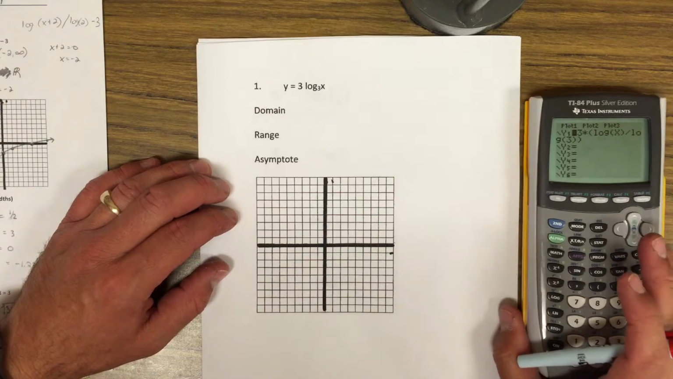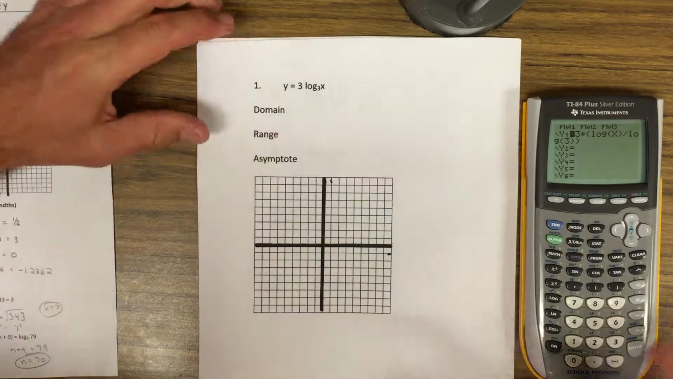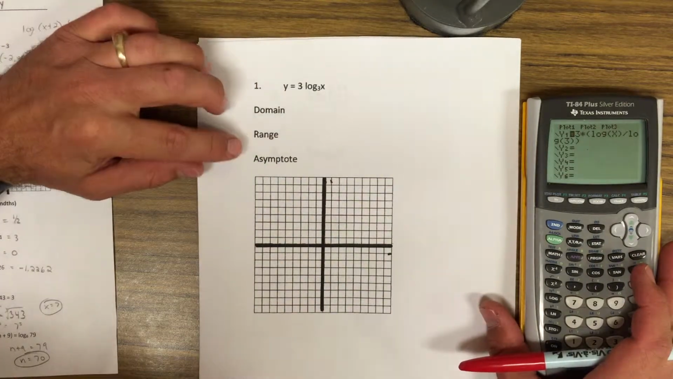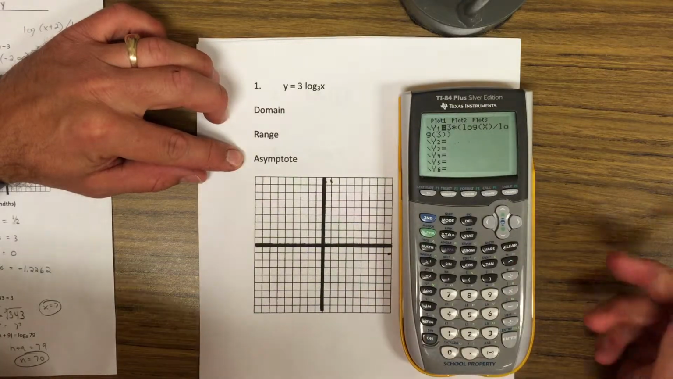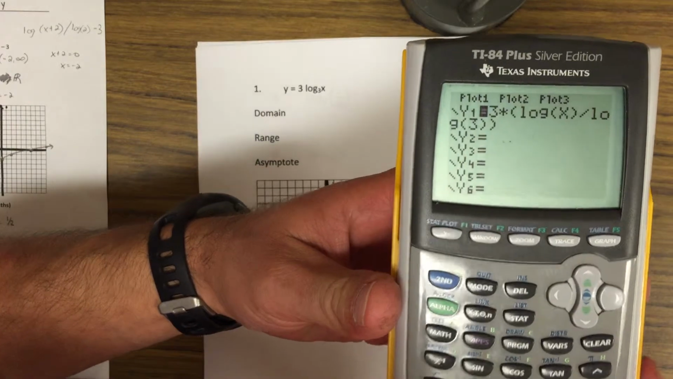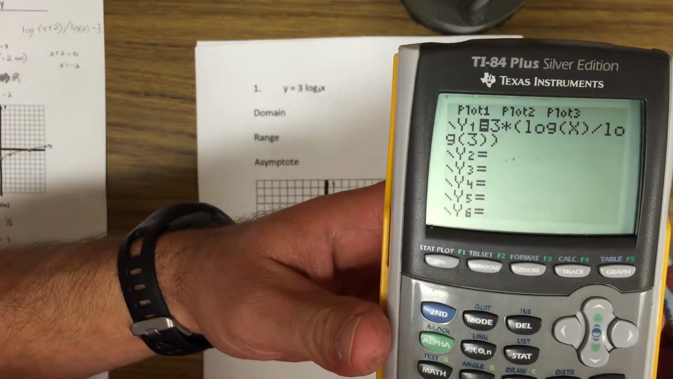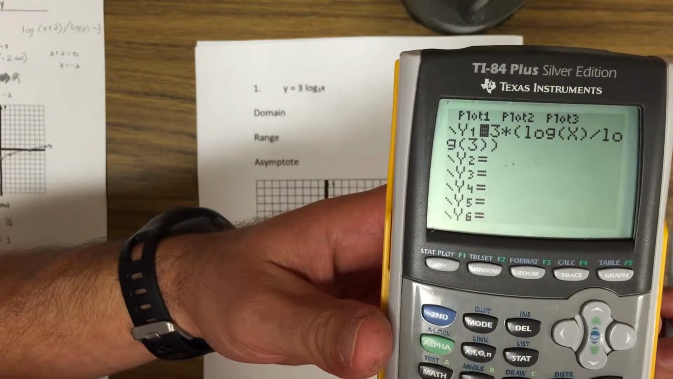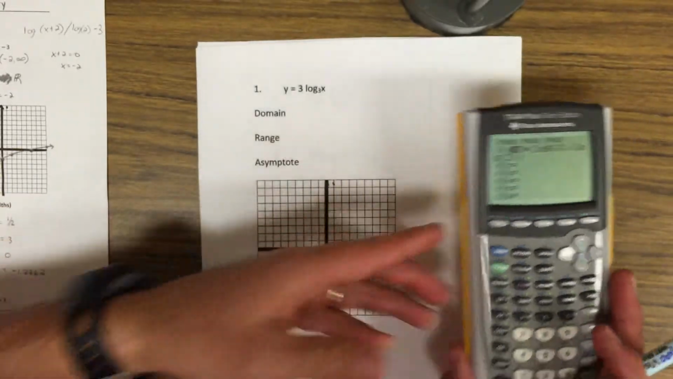Okay, this video will go over logarithm test review. So the first one is to graph your domain, your range. This is a vertical asymptote, and we've been using the graphing calculator to get this done. So as you can see, you have to type it in a certain way. Make sure you close your parentheses. I did log x divided by log 3, but then I multiplied by 3 out front.